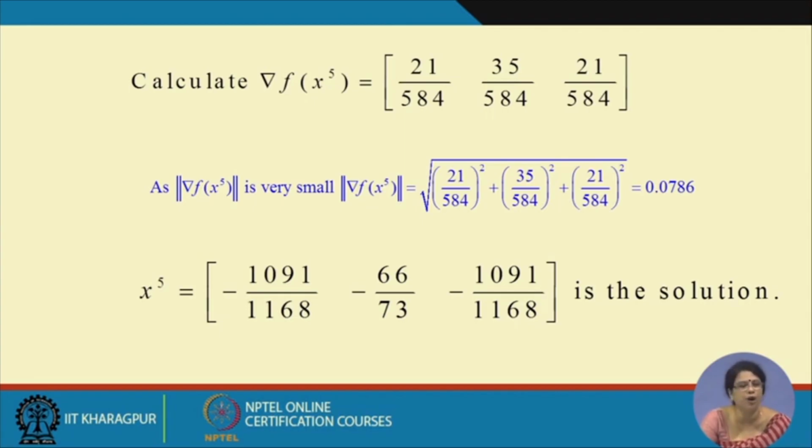That is why we find the gradient value at that point, and we declare that it is almost 0, though it is not 0, it is 0.078. We can go better even. If we are satisfied with that, we can declare this as the minimum.